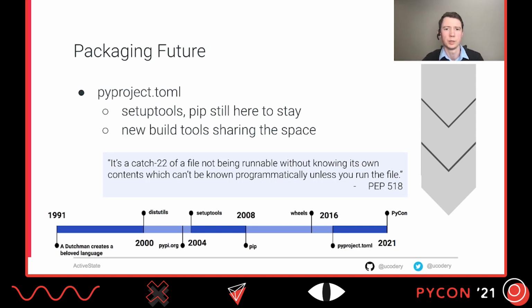Another important build problem that's solved only by the use of pyproject.toml is declaring what packages your project needs to start its build. I think PEP 518 best sums up the problem when it talks about setup.py's shortcomings. It's a catch-22 of a file not being runnable without knowing its own contents, which can't be known programmatically unless you run the file.